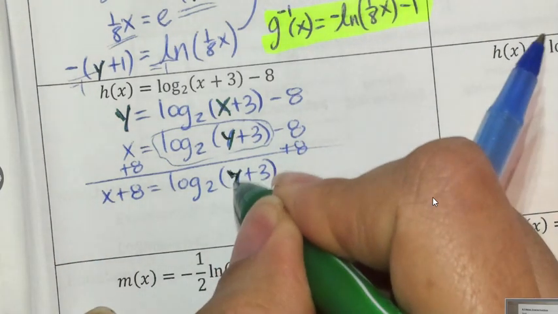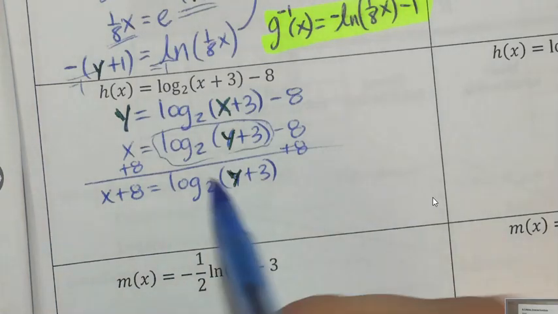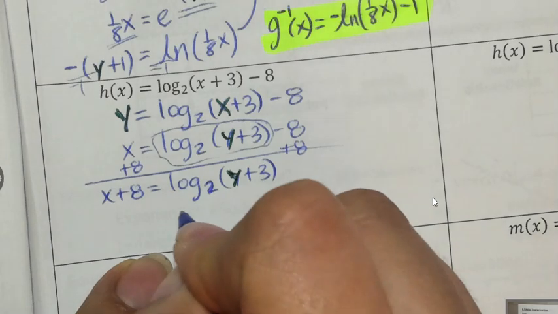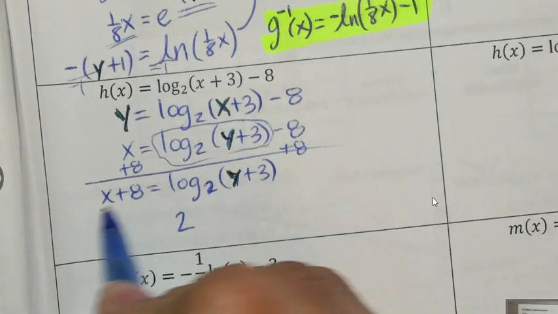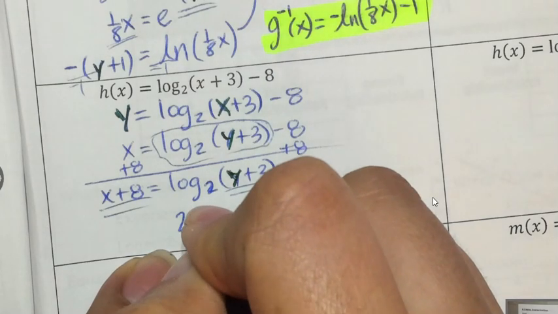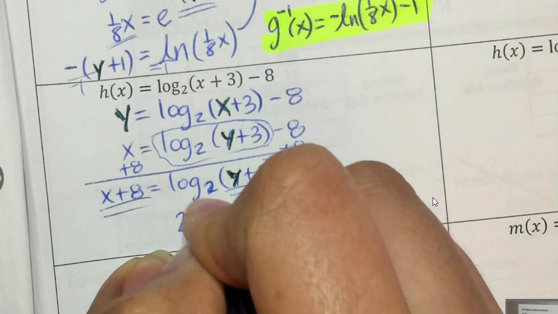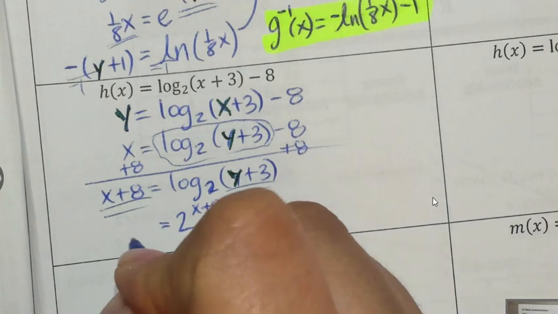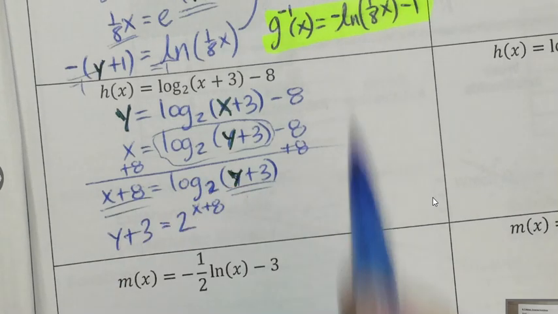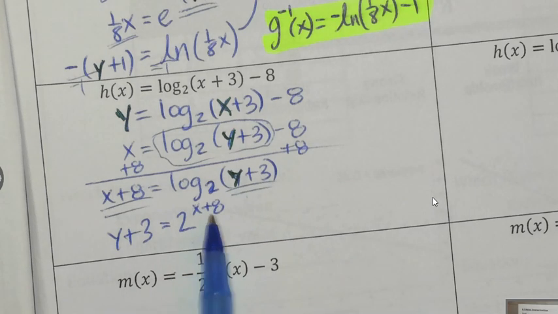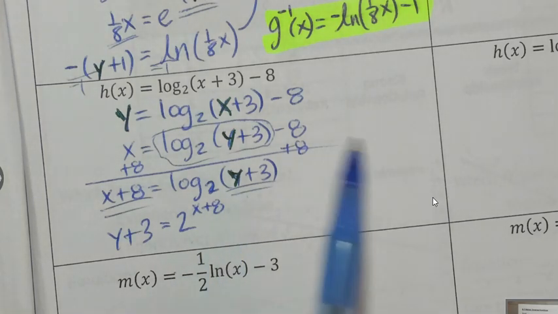And the y is inside the parentheses, so we have to undo the log. So now we're writing the base of 2. And then these two swapped. So 2 to the power of x plus 8 equals y plus 3. So if you start with the log, you need to end up with something to the power of x. If you start with exponential, then you end up with logs.